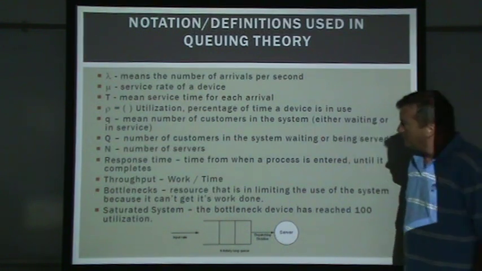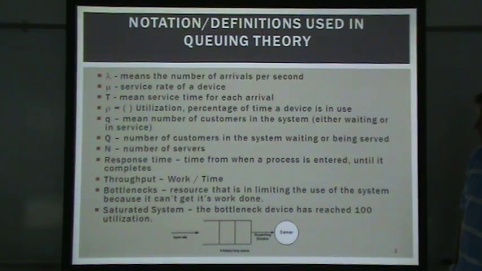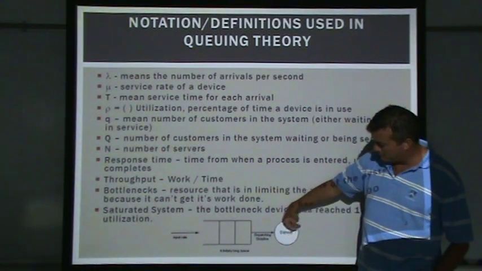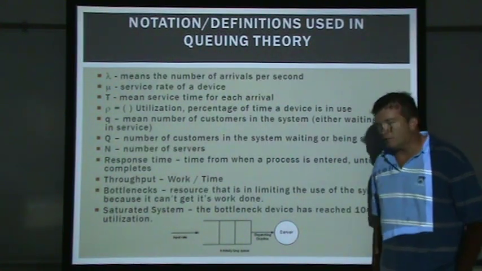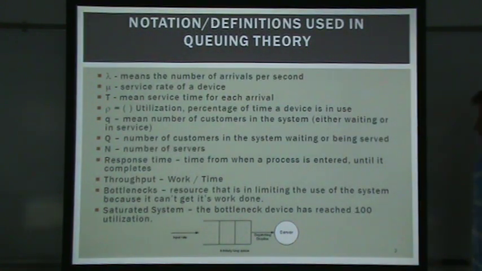T ends up being the mean service time for each arrival. So the mean service time would be the reciprocal. If it can do 3 per second, then it's 1/3 of a second per person, or per process.